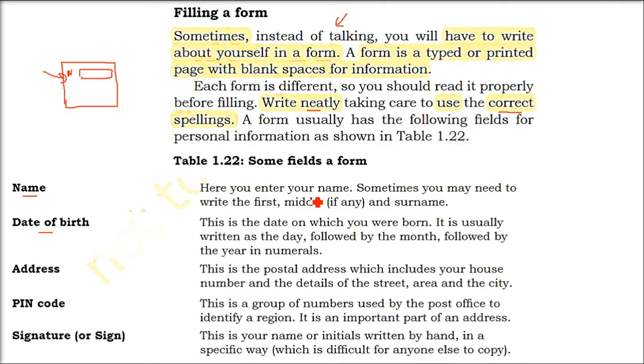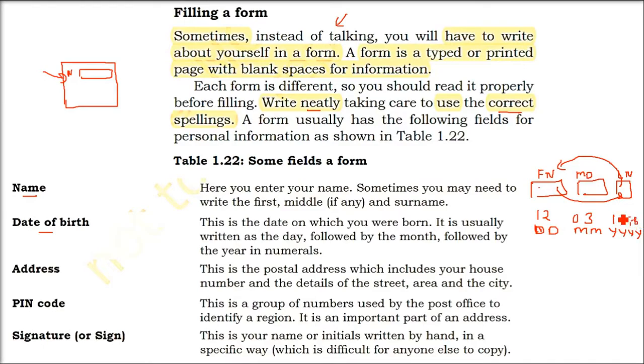So name, you have to enter your name. Sometimes you have seen in the form, there will be 3 blocks: the first name, the middle name, and the last name. And these blocks can change their position. Sometimes the last name is first or first name is last. US, Canada, always last name is asked first and first name is asked last. Date of birth, usually you have to write in terms of DD, date, month, YYYY, that is year. For example, 12 March 1978 can be written as 12/03/1978.